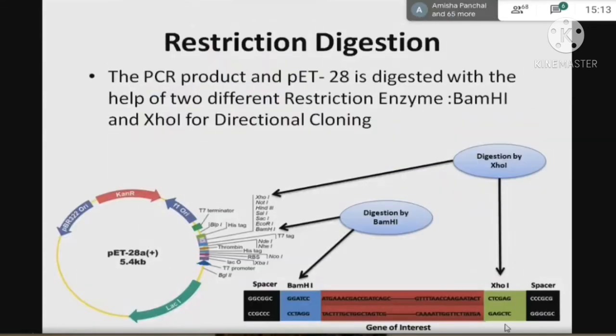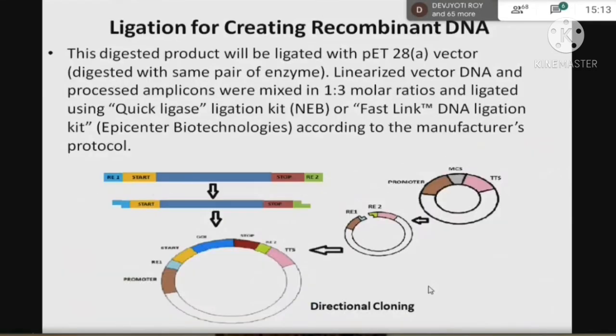Now digest this PCR product with XHO, and digest the vector also. Suppose we are digesting with BAMH1. BAMH1 is here, and this is the MCS. So you digest with BAMH1 as well as XHO. You separately digest this vector and separately digest this PCR product, the gene of interest. So you will get it in this way.